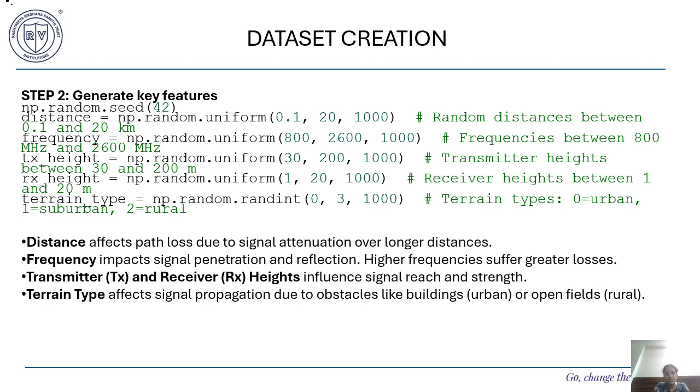Transmitter and receiver heights influence signal reach and strength. The transmitter height has been taken between 30 and 200 meters, since it is generally considered that a transmitter from any company would be a taller tower, and the receiver height is between 1 and 20 meters. It can be any residential building or even commercial buildings like small ones in an urban and suburban area. The terrain types we have taken are urban, suburban and rural, and we have given them a set of values 0, 1 and 2 for the code.